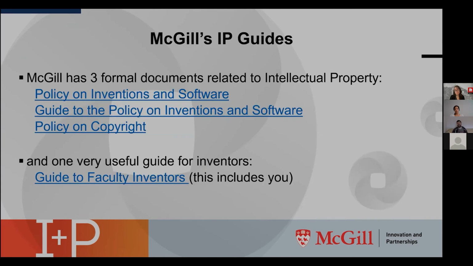Anyways, all of the information about that can be found in these 4 hot links. And so once Sarah sends this presentation out to you, you can feel free to look through them and figure out what you'd like. The 3 here, well, the policy on inventions and software and the policy on copyright are Senate documents. The guide to the policy on inventions and software is simply instructions on how to read the policy on inventions and software, which is thick legalese. And the guide to faculty inventors is actually much easier to read, and it's just an online web form that I recommend as a good place to start.